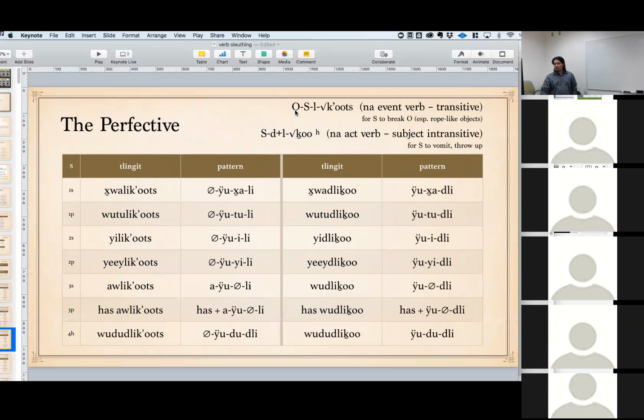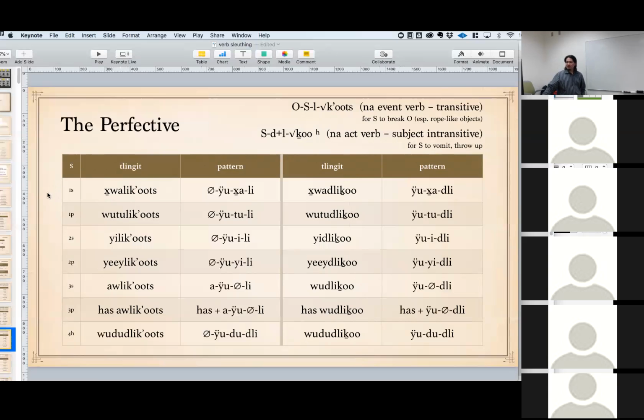So here's O with an object. Ausle is what we should be looking for. L group, so tle all the way down. Fourth person will be tle. Oots, na, long and low. For the other one, there's no object, so w is what we're going to get there. D plus L, so tle. Ku, it's a na, so it'll be low all the way down.